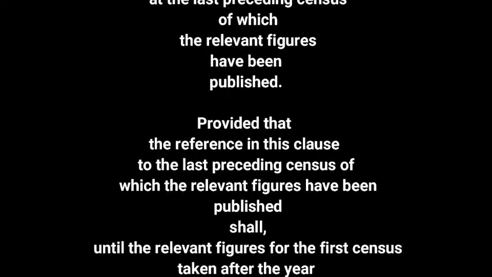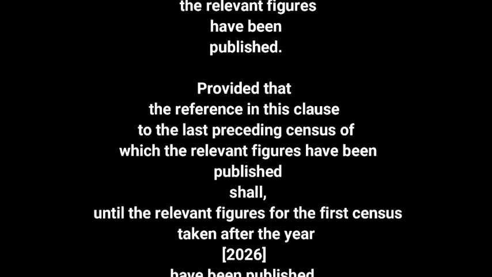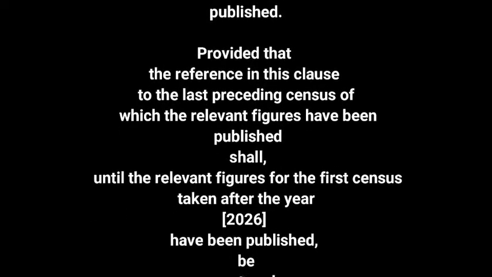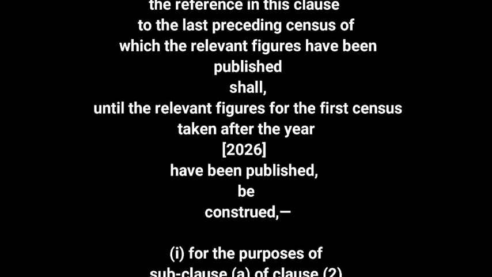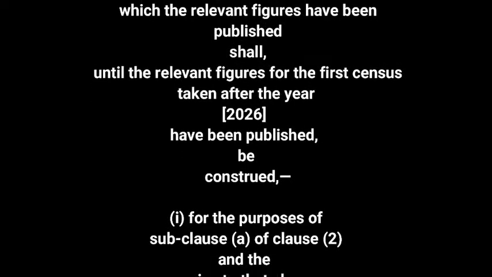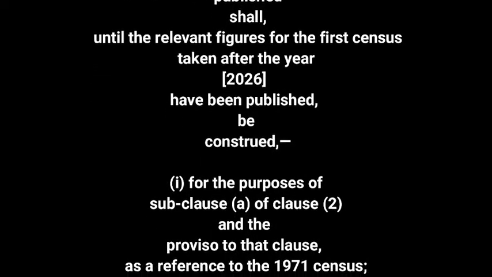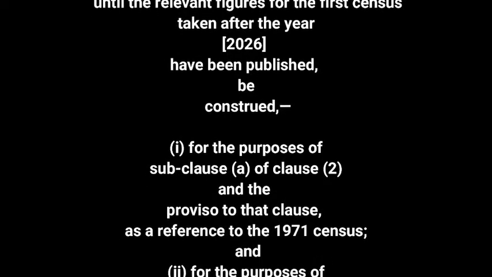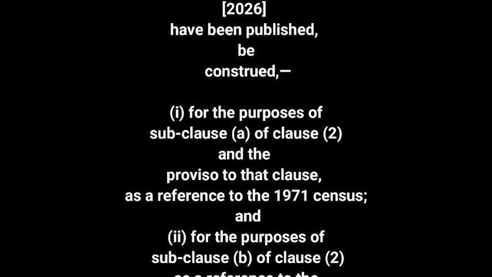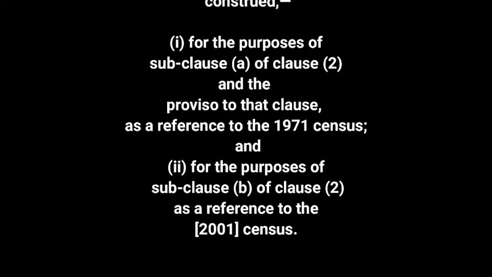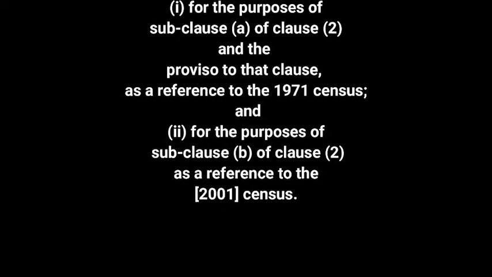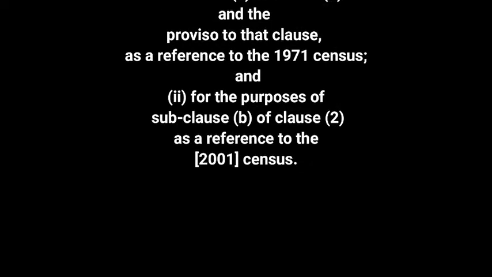Provided that the reference in this clause to the last preceding census of which the relevant figures have been published shall, until the relevant figures for the first census taken after the year 2026 have been published, be construed, 1. For the purposes of Sub-Clause A of Clause 2 and the proviso to that clause, as a reference to the 1971 census. And 2. For the purposes of Sub-Clause B of Clause 2, as a reference to the 2001 census.